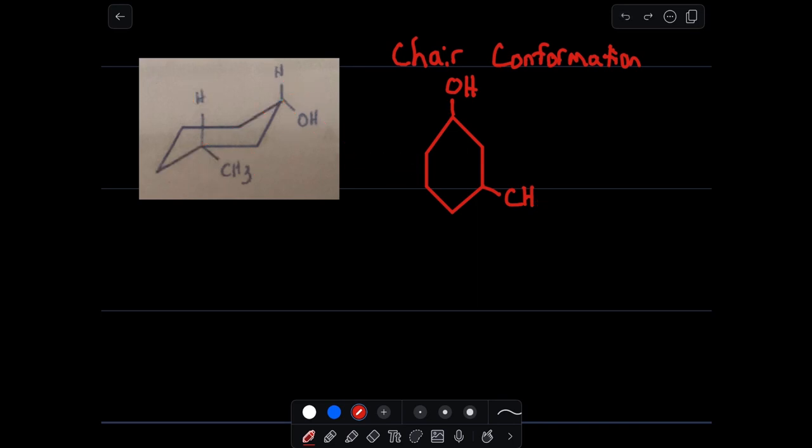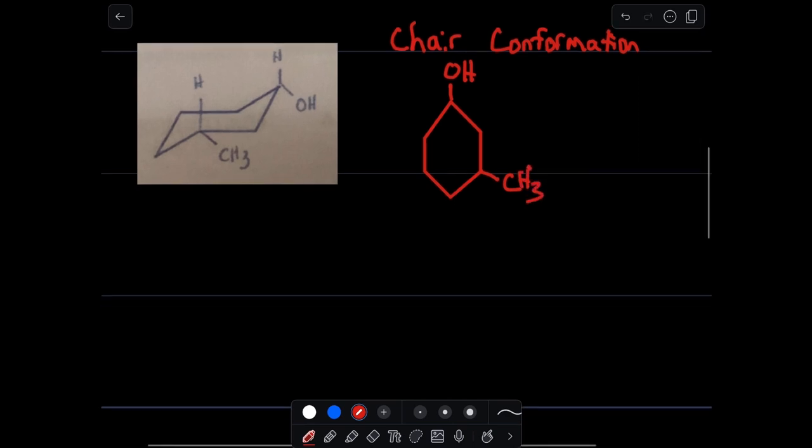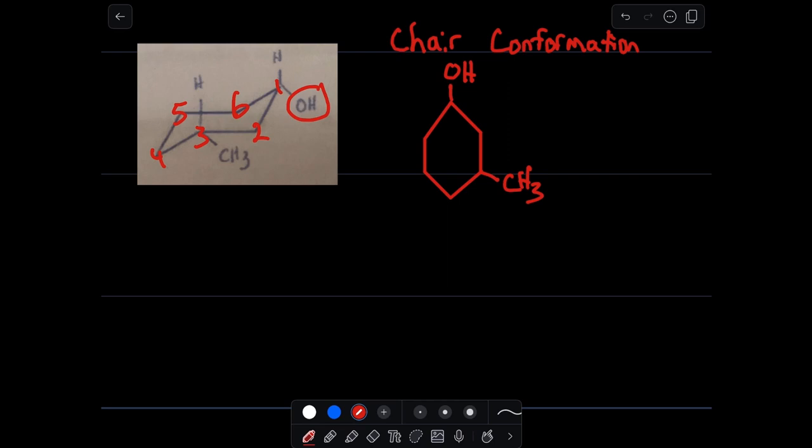All right, so how would you name something like that? You're going to start numbering from the carbon with the highest priority substituent on it. In this situation, it's the alcohol group. So we start numbering at that carbon: 1, 2, 3, 4, 5, 6. Each of these points and dips are carbons. So we have a hex.